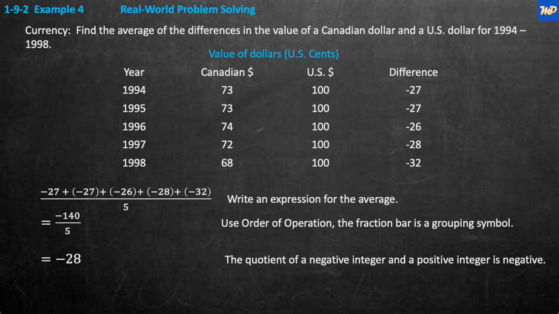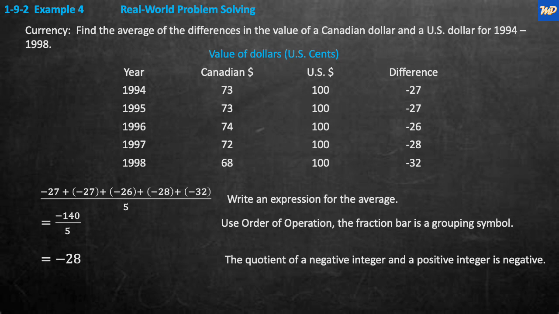Okay, example 4, a real-world problem. It's a currency problem. Find the average of the differences in the value of a Canadian dollar and a US dollar for 1994 through 1998. So this table is the value of dollars, Canadian dollars, I guess, both of them really, in pennies or US cents.